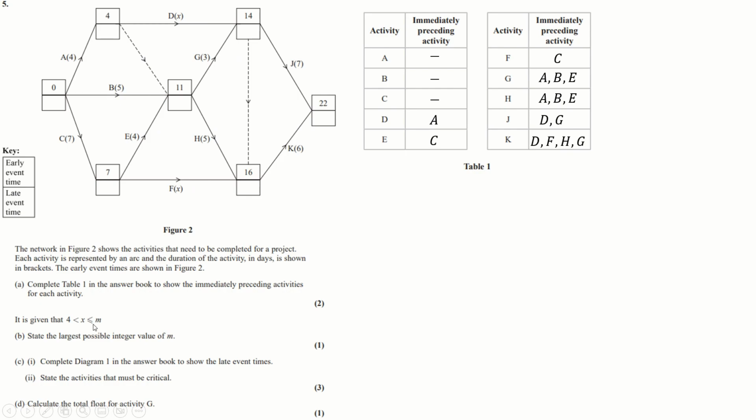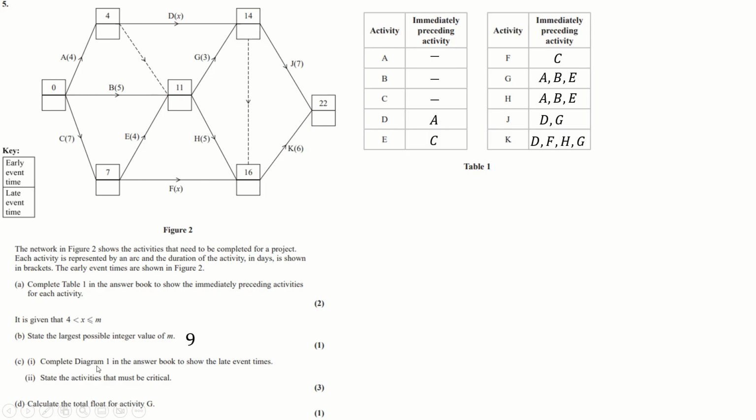So given that x is between 4 and m, state the largest value of m. Well, x actually appears twice in here. And the fact that this 7 goes to a 16 means that x has to be less than or equal to 9. If x was 10, this could not be a 16 under any circumstances, it would have to be a 17. Likewise here, x could be 10, but the smaller one of those is 9, so we'll go with 9.